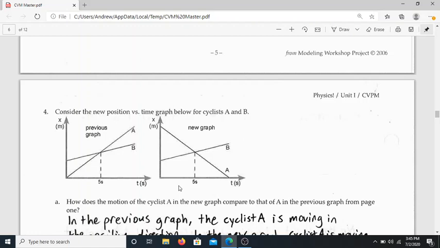All right? So now, we have a new position versus time graph. So this is what the original one looked like. This is the new one. All right, so you notice and just to make it very clear, cyclist B has not changed at all. Cyclist A is the only one that's changed something.